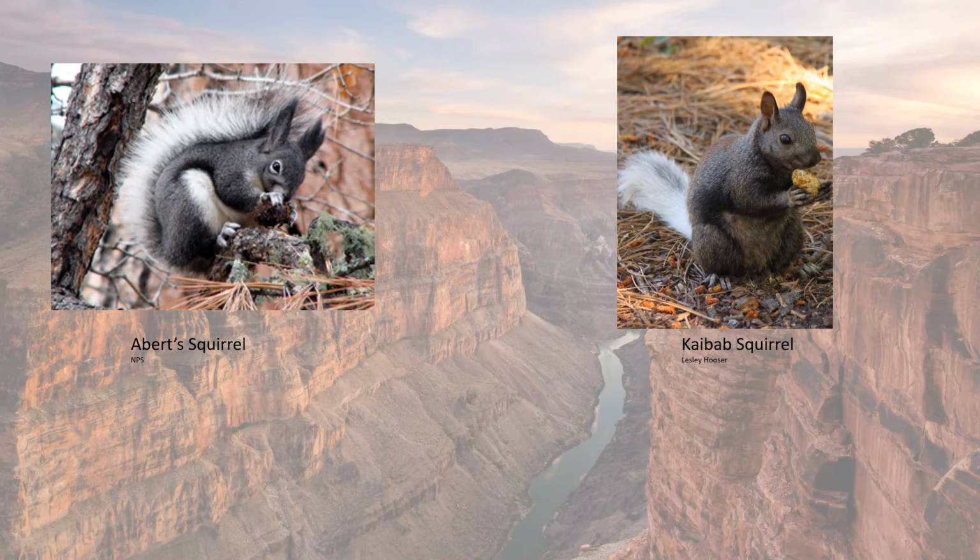So there are lots of different ways that speciation can happen. One example is physical separation. So physical separation can be major geologic changes, like the formation of the Grand Canyon. When the Grand Canyon developed, the squirrels in the area ended up being separated by the canyon.